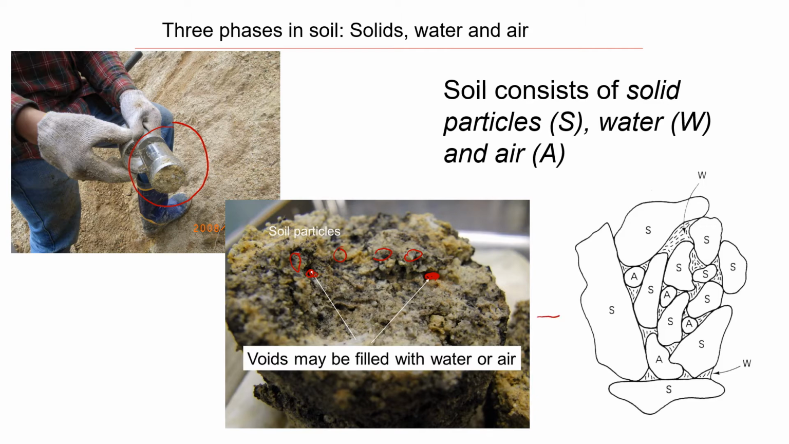If we look at this schematic diagram, we will see that S stands for solids, and these soil particles, and between these soil particles we will see voids, and these voids can be filled with water. This blue material, it's water, or it can be also filled with air bubbles, which I highlighted in green. We need to consider these three phases, and using these three phases we will see how we can describe the soil properties.